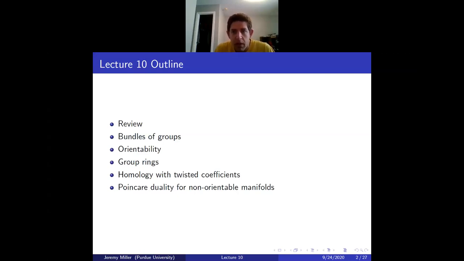So that's the plan. Once we have a statement of Poincare duality for non-orientable manifolds, we'll use these configuration space ideas to prove it next Tuesday. But the point of today is just to get a statement. Okay.